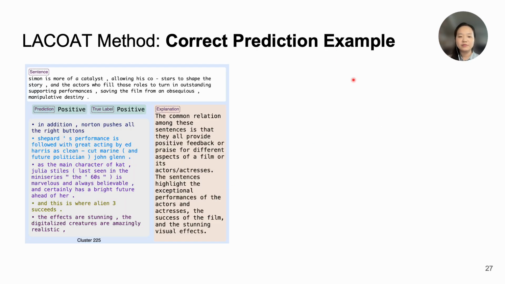Back to the previous correct prediction example, the latent concept-based explanation shows that most sentences are related to positive sentiment. Also, the plausible explanation highlights additional information about the relations between the latent concept and the input sentence. It reveals that the positive sentiment is driven by praising different aspects of a film or by talking about actors and actresses.